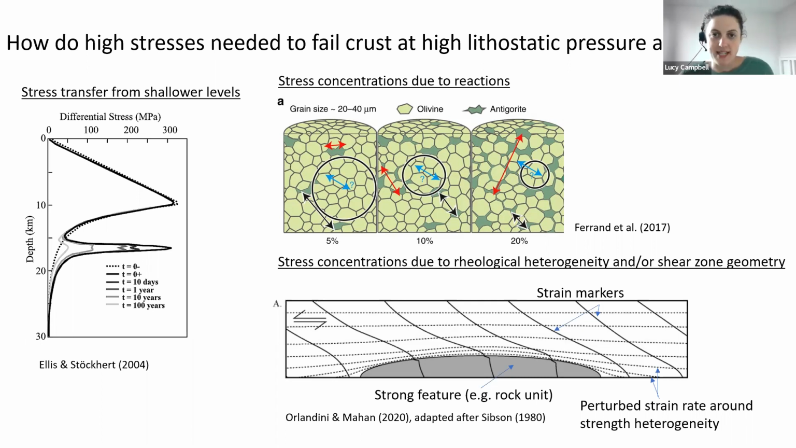On a much smaller scale, perhaps even on the grain scale, if we have certain reactions with volume changes and also fluids, which I haven't included here but should have, we can also get stress concentrations on a very small scale, which can lead to fracturing and brittle behaviour deep in the lower crust.